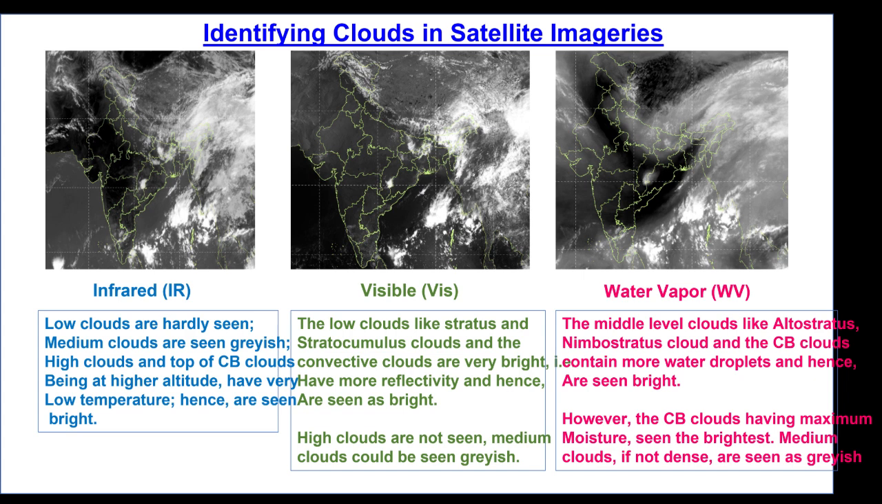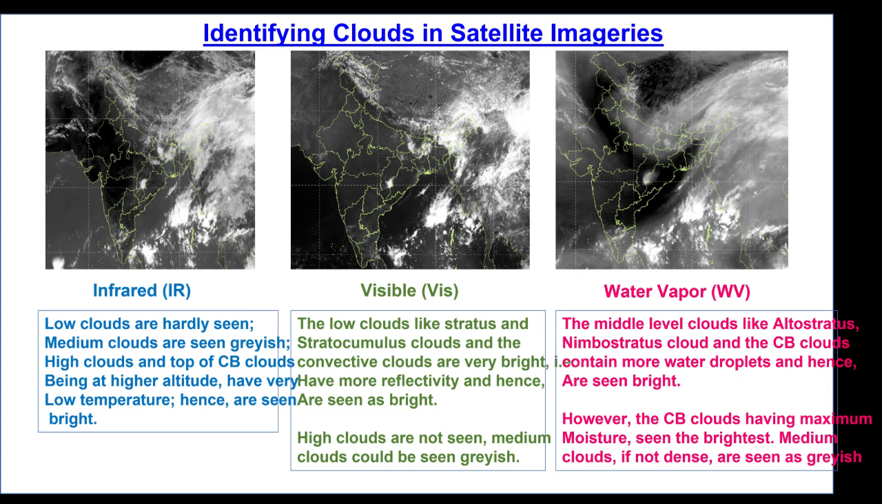The medium clouds' temperatures are moderately low, so they are seen but mainly in grayish color, not bright. The high clouds, the cirrostratus, and the tops of CB clouds, which have very low temperatures, will be seen brighter. Now, in the visible spectrum, the high clouds will mostly not be seen, because the high clouds are very thin in structure and they reflect very little sunlight. Albedo is very low, so they will not be seen in the visible picture.